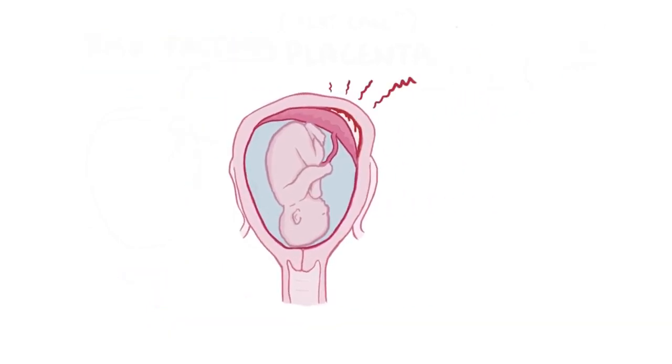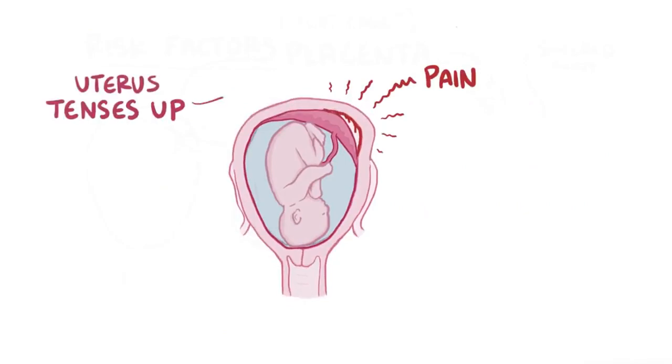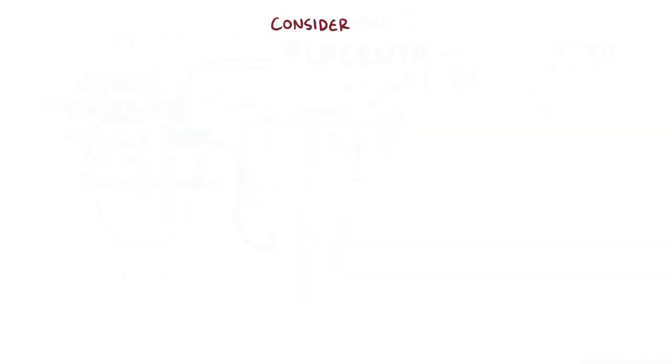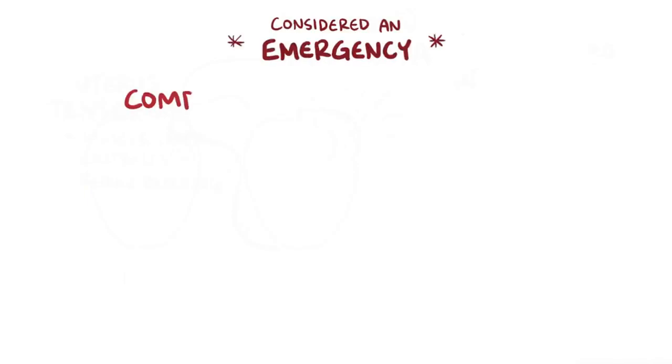Placental abruption is often accompanied by pain in the area of the abruption, and the uterus might tense up and become rigid, as the strong muscular layer contracts to clamp down on the uterine vessels to reduce the bleeding. Given that placental abruption leads to a serious loss of blood from large vessels, it's considered an emergency.